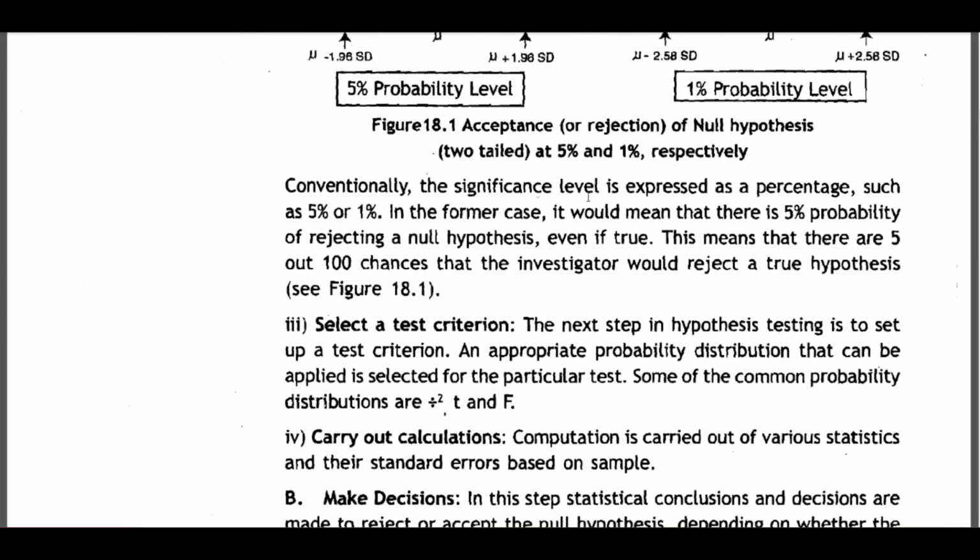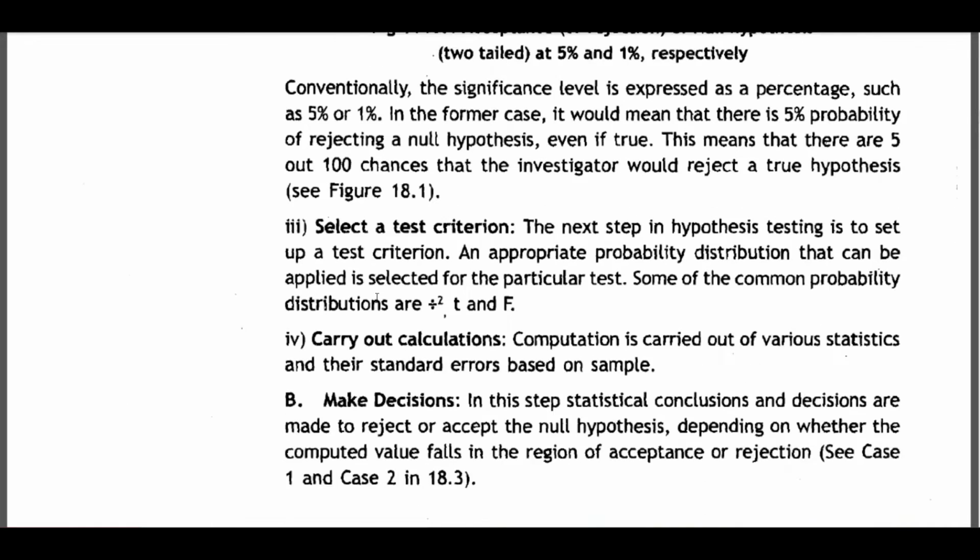Conventionally, the significance level is expressed as a percentage, such as 5% or 1%. In the former case, it would mean that there is a 5% chance of rejecting a null hypothesis even if true. This means that there are 5 out of 100 chances that the investigator would reject a true hypothesis.